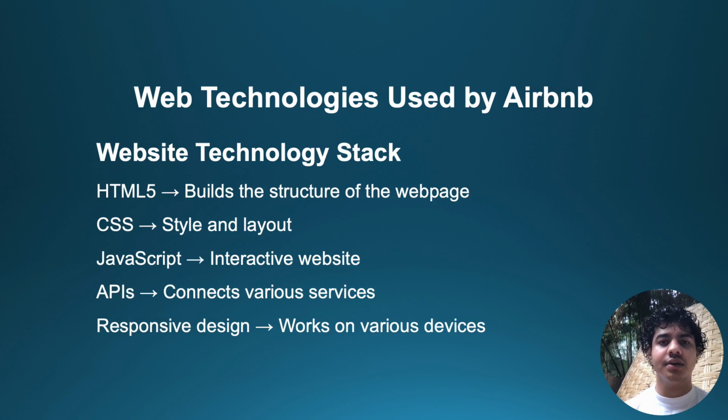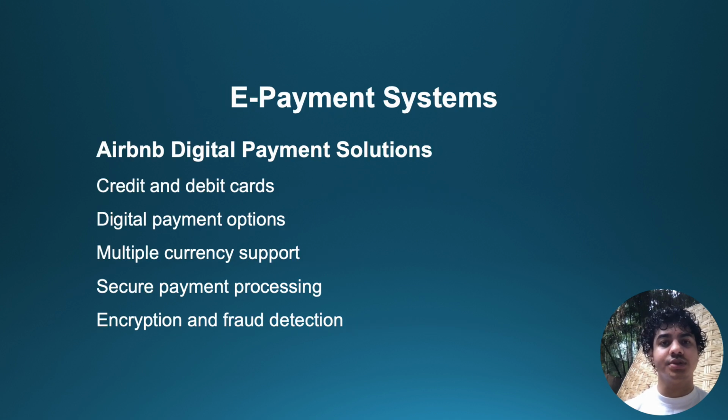On the website side, it is pretty standard modern web tech stuff. HTML5 gives the page its bones, CSS makes it look decent, and JavaScript is doing the heavy lifting for anything interactive. Search filters, the maps, messaging, recommendations that change as you browse. Then you have got APIs connecting all the moving parts: payments, locations, bookings. So when you are searching and booking a stay, it feels quick and not like you are jumping through hoops.